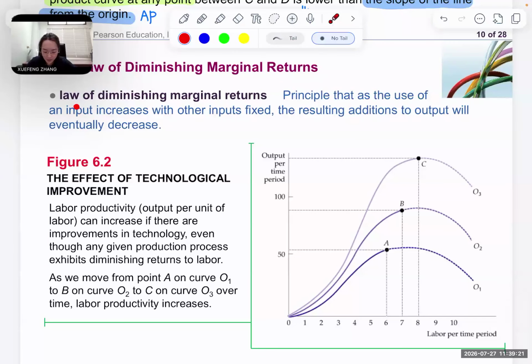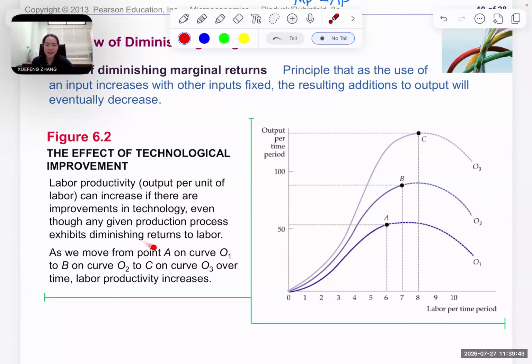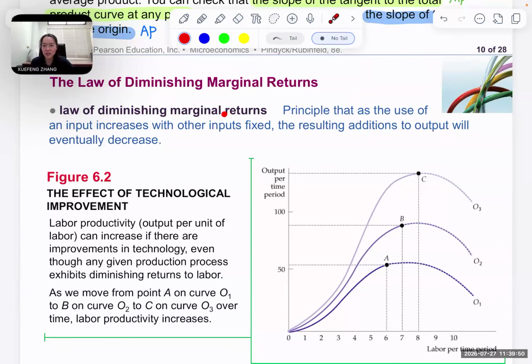Okay, let's see the official definition of the law of diminishing marginal returns. Principle that as use of an input increases with other inputs fixed, the resulting additional output will eventually decrease. Okay, and here we have an important clarification. Be careful. Diminishing return does not mean technology can't improve productivity over time.